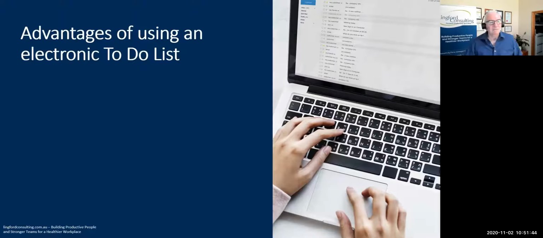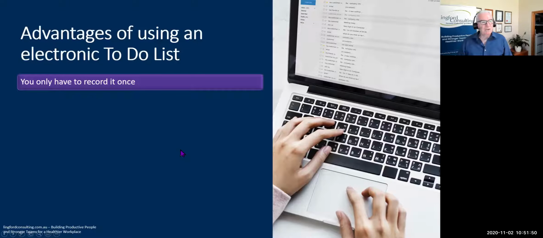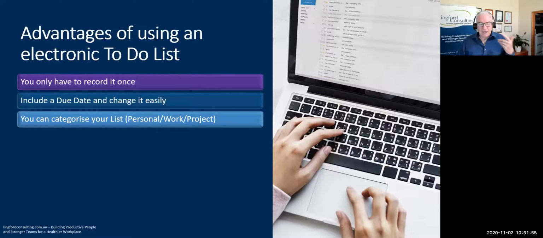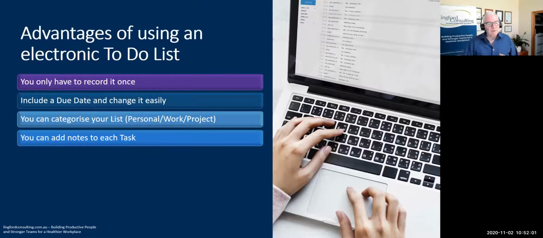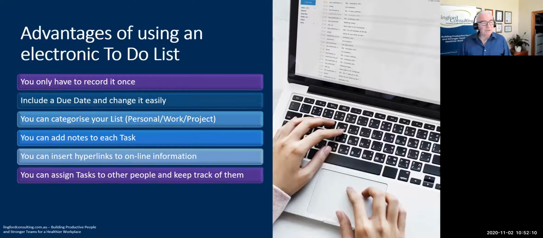So the advantages of an electronic list, which is what I'm going to encourage you to use: you only have to record it once. You can include a due date, change it. You can categorize personal, work, some projects, client, whatever. You can add notes to each task, so flesh out the task, particularly bigger tasks. You can insert hyperlinks in that whole process. Assign it to other people. That's what I was saying with Petra. She could assign it to others in the team.